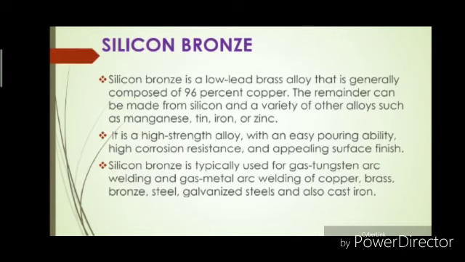Next is the silicon bronze. Silicon bronze is a low-lead brass alloy that is generally composed of 96% of copper, and with that remainder metal like silicon and variety of other alloys such as manganese, tin, iron or zinc, like that. It has high strength alloy. Also, it has easy pouring ability, high corrosion resistance and appealing surface finish.